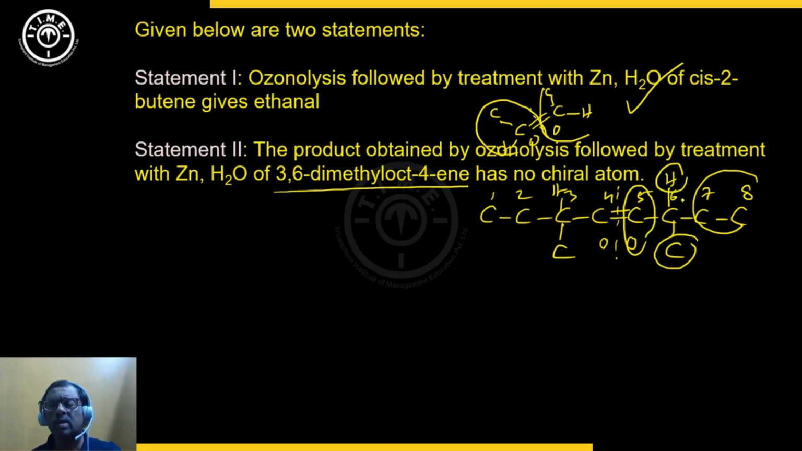So it is a chiral carbon. Sixth carbon is a chiral carbon. In a similar way, 3 is also a chiral carbon. Having no chiral carbon is not true. Statement 1 is true. Statement 2 is not true.